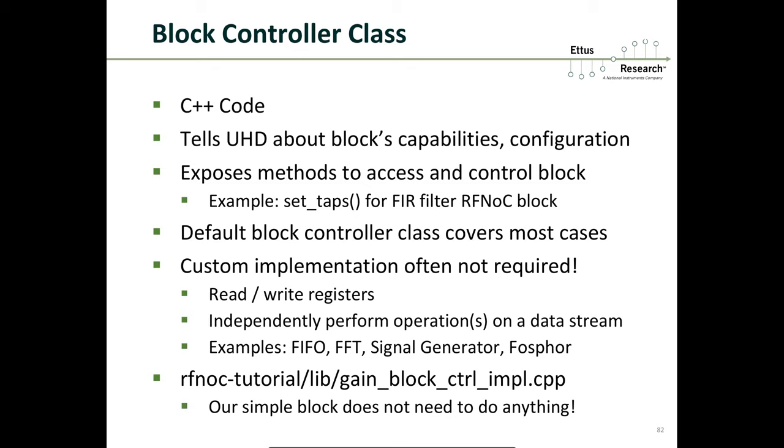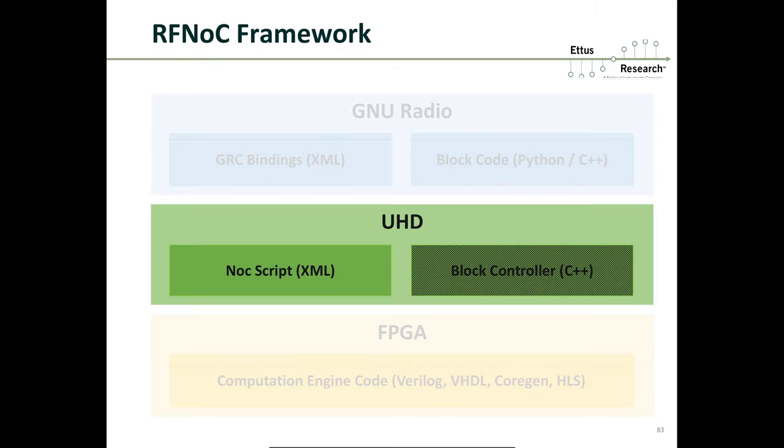And so if we were to go into our tutorial, our out-of-tree RFNoC tutorial directory, look at the gain block control impl.cpp file, we would see it's a default block. It uses the default block controller, and we don't need to change anything because we're just going to write the gain register. This is nice because it means for many blocks out there, you don't have to touch any C++ code when it comes to integrating with C++. So that part is done already.